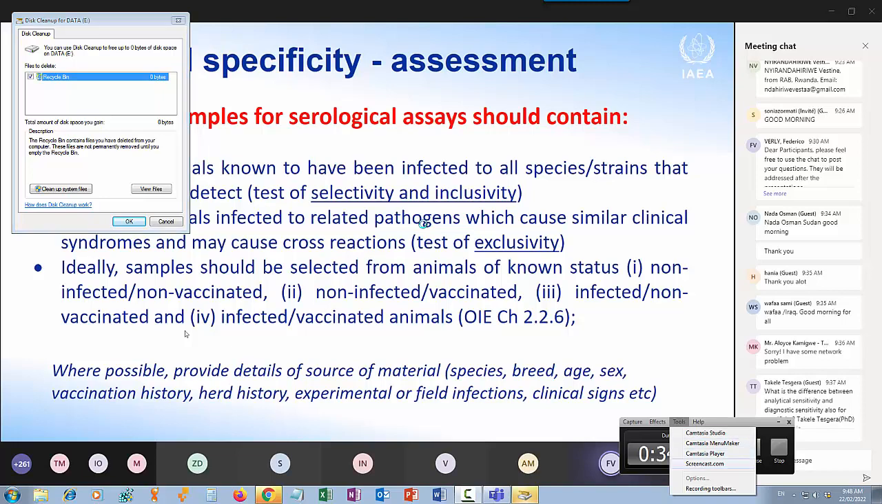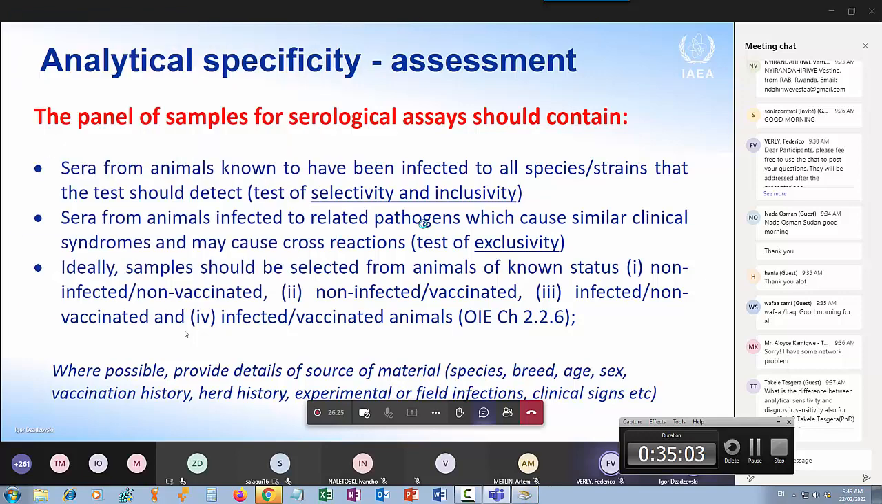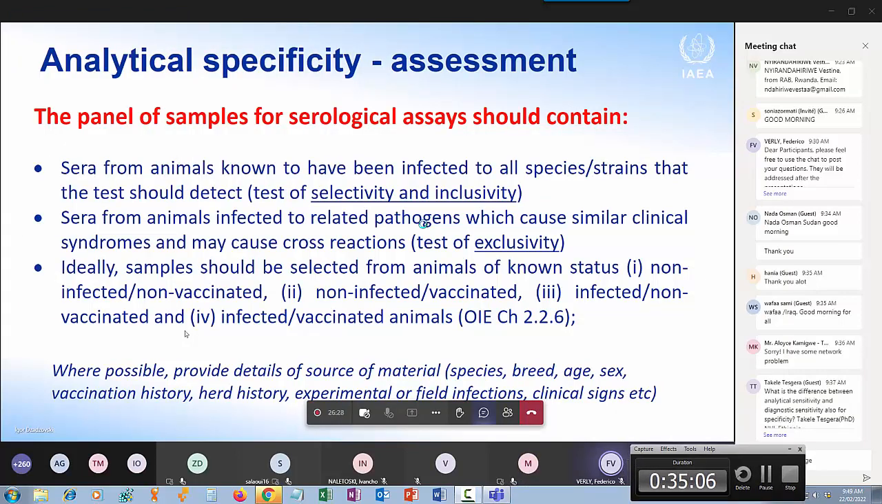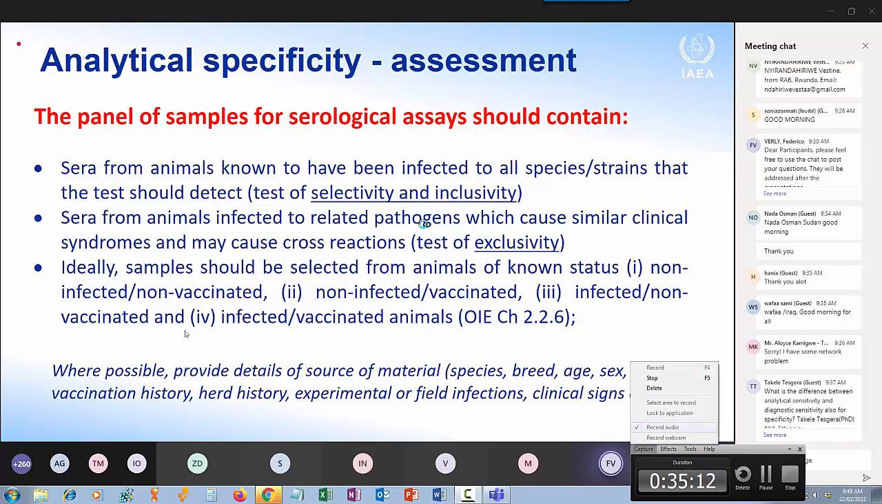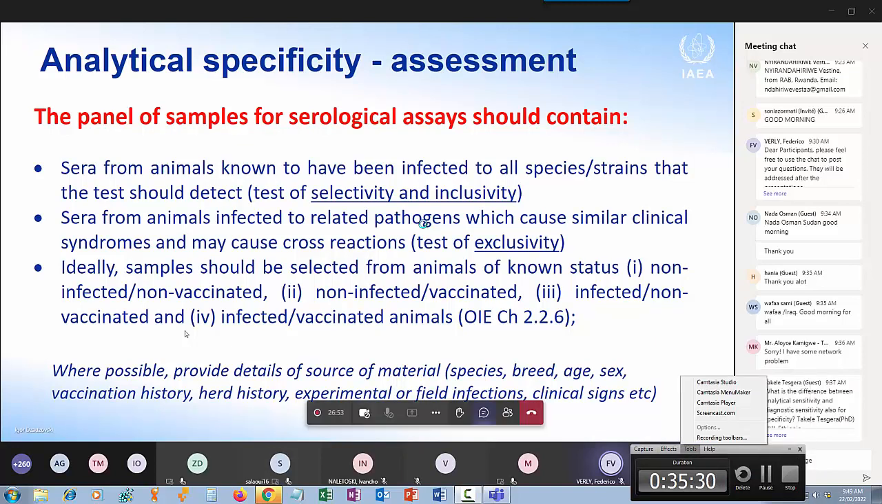So, in a serological assay, to perform this assessment of analytical specificity, we need to construct a panel of samples. This panel should comprise sera from animals known to have been infected with all species or strains that this test should detect. So this will include the test selectivity and inclusivity assessment. Another type of samples are sera from animals infected with a related pathogen, which causes similar clinical symptoms and may cause cross-reaction. And this will test the exclusivity of the assay.